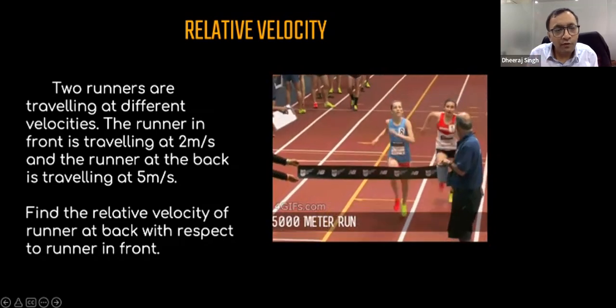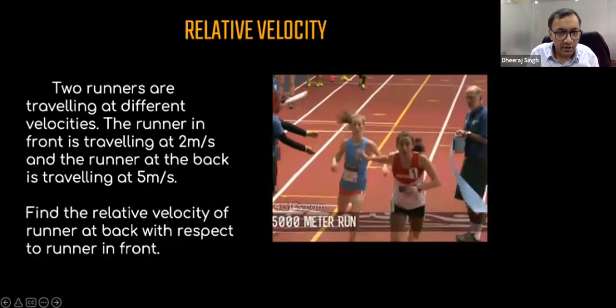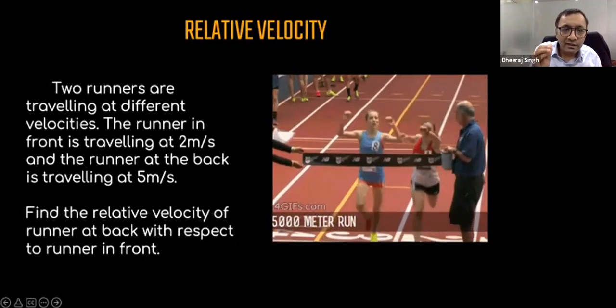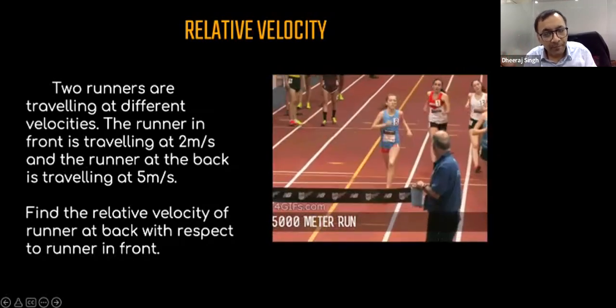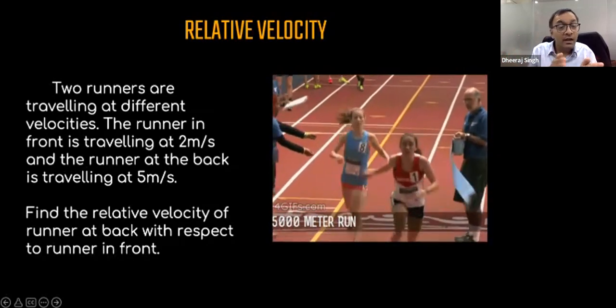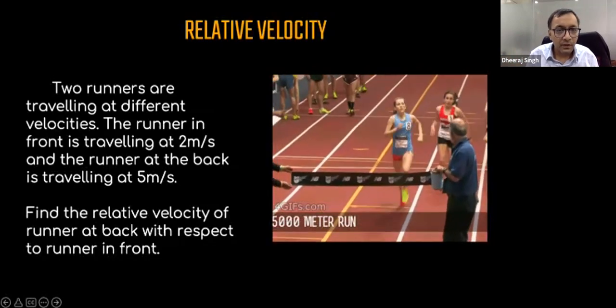So, if you just know how fast the red girl is running, you'll not be able to find out whether she will win or not. But if you know that the blue is running with 2 meters per second, the red is running with 5 meters per second, and there's a certain distance to cover, you will find out who will reach first. Fine.